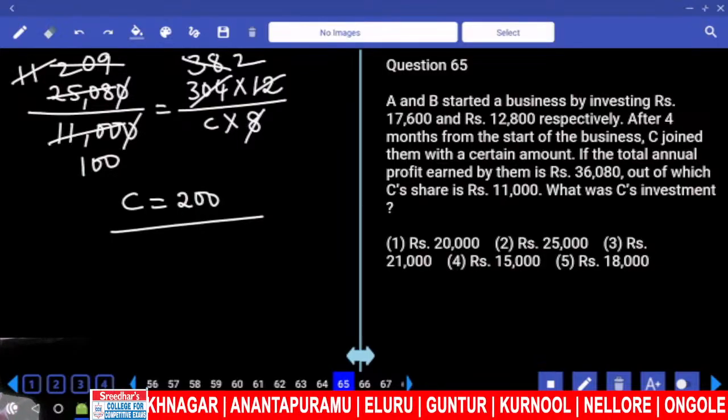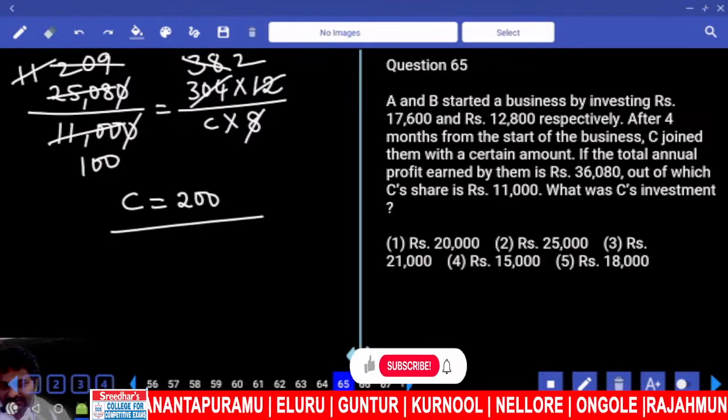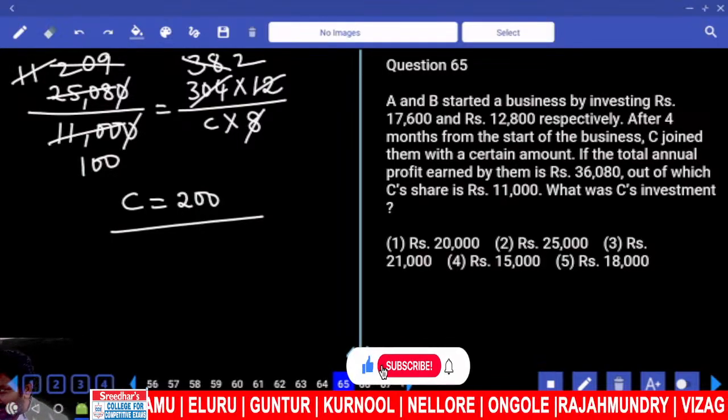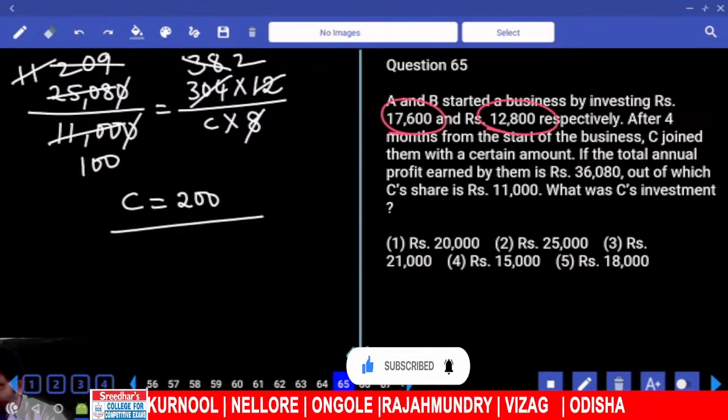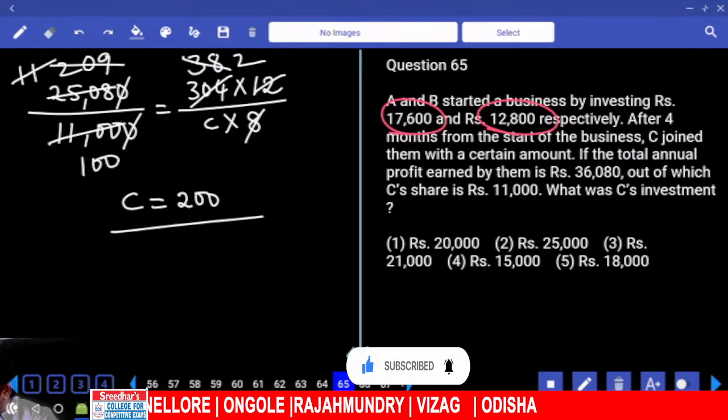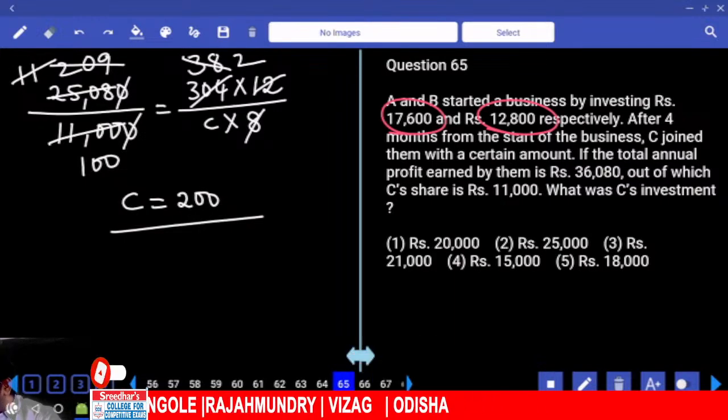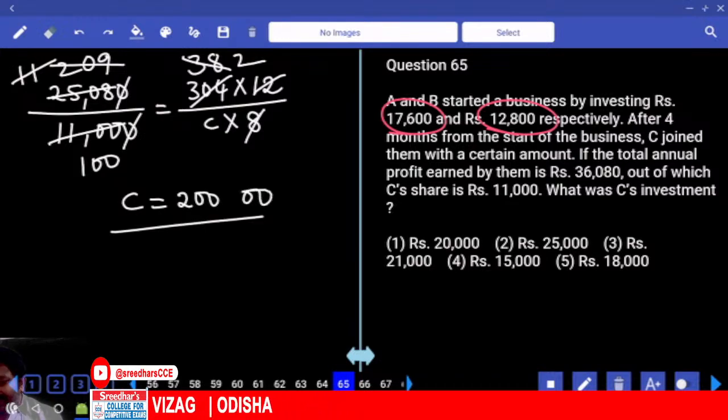And then how many zeros we need to add? 2 more zeros. Why 2 zeros, did you understand? When we consider investments of A and B, instead of the total 5-digit number, we have considered only a 3-digit number because last 2 digits are zeros. So even in C also we should write last 2 digits as 2 zeros. 20,000.